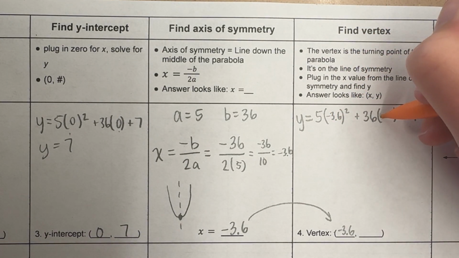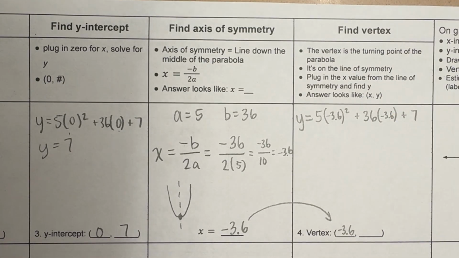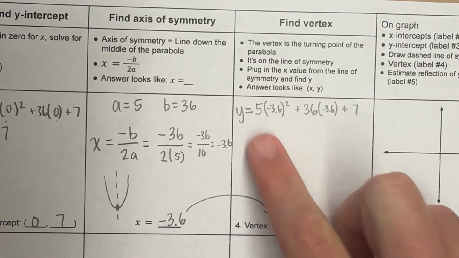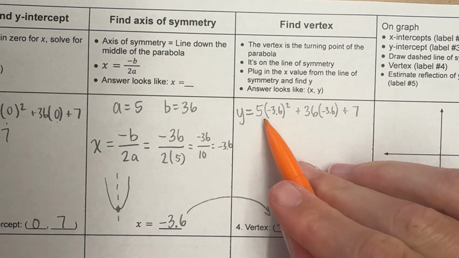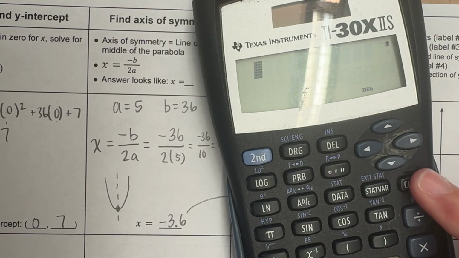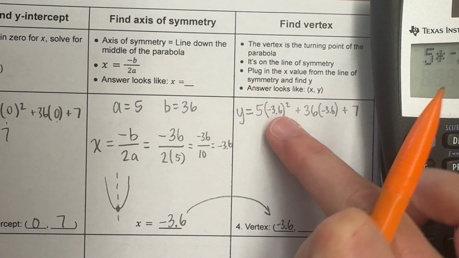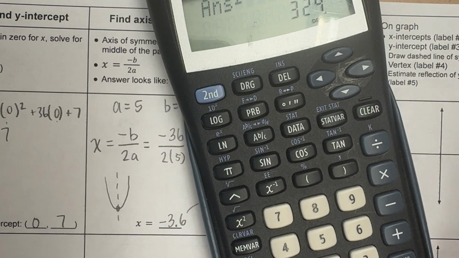Okay, it's okay. We're going to use our calculator all the way through and just work carefully, and it's not going to be a big deal. The biggest mistake that you might make here is you might do 5 times negative 3.6 and then square it. That would be wrong, okay?